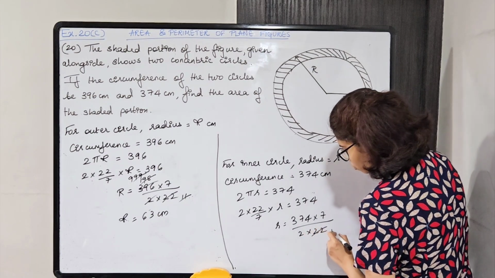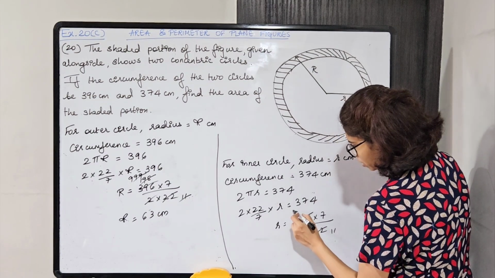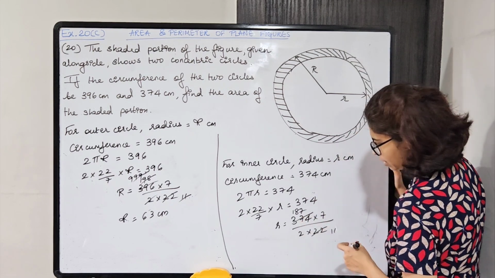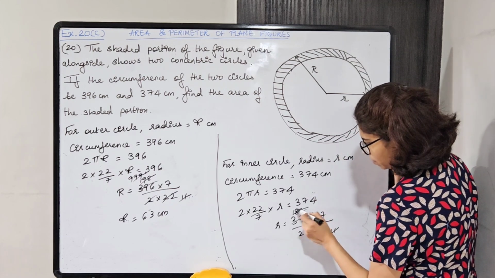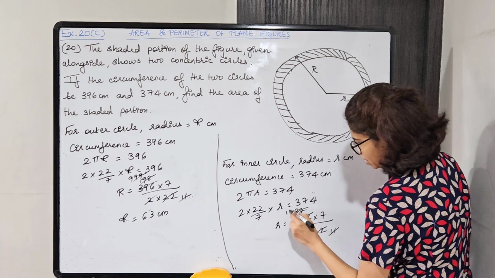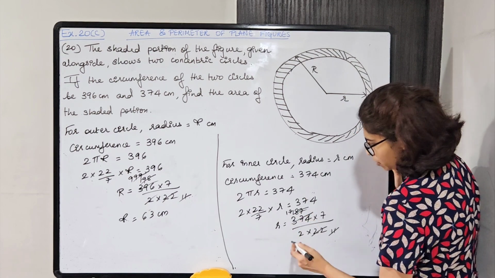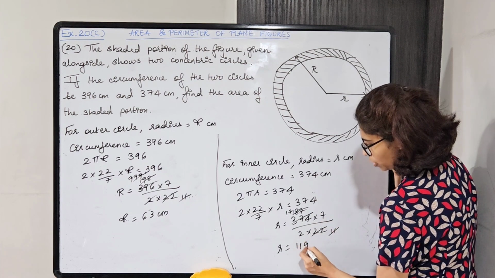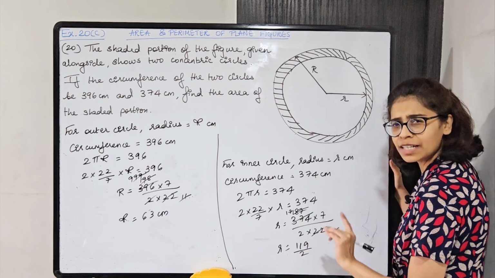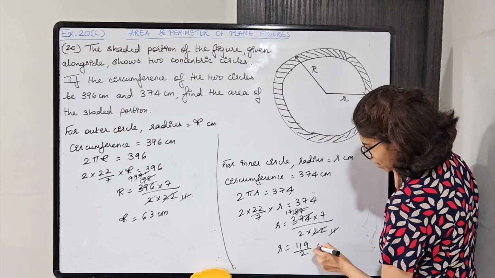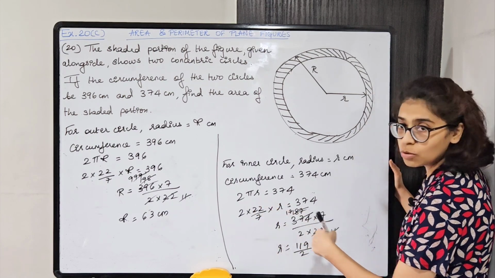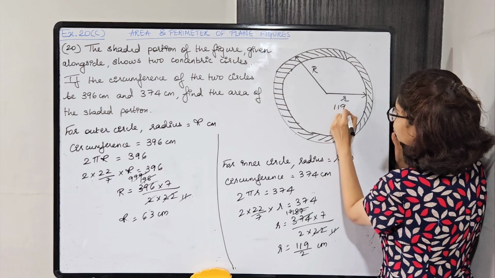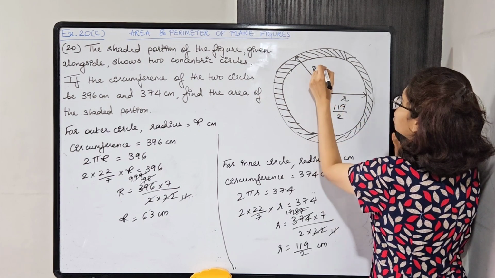So 2 11s are 22, 2 17s are 34, and 2 7s are 14. 11 1s are 11 and 7s are right. So 17 into 7, 119 हो जाएगा upon 2. Keep it as it is. Okay, I am not finding it in decimals. So दोनों रेडियाई का वैल्यू मिल गया. For small r we are getting 119 upon 2 and for capital R 63.